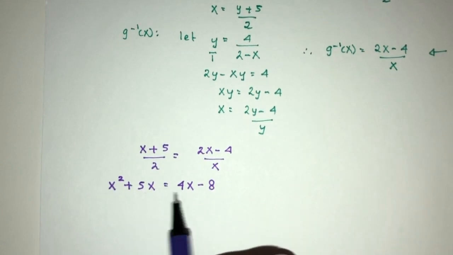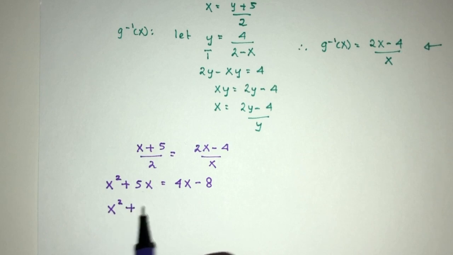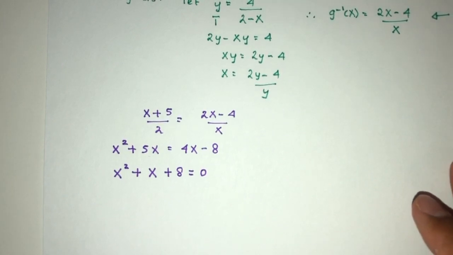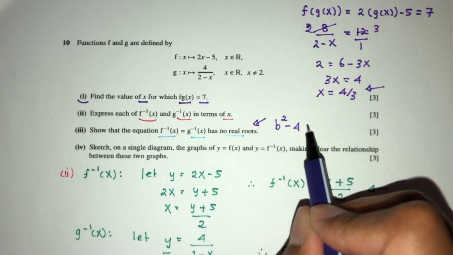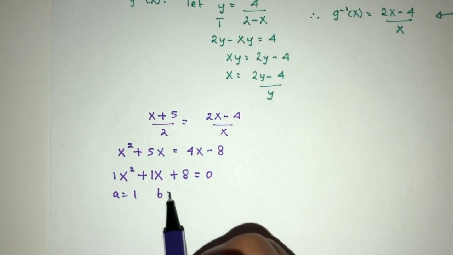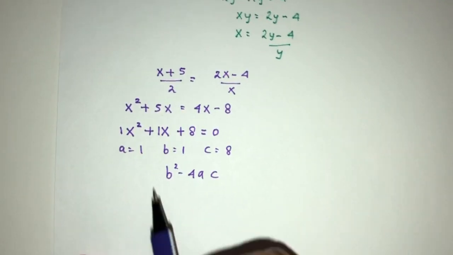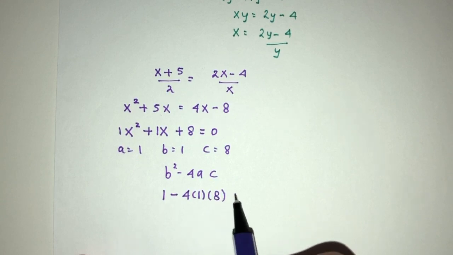Right. Then we have to send everything to one side, you will have x squared. Then we have plus 5 minus 4, that should be plus 1, x, and plus 8 has to be 0. Now we have to show they have no real roots. So to show real roots, we have to look at the discriminant, b squared minus 4ac. Right, so let's see. So a is 1, b is 1, and c is 8. So b squared minus 4ac. So b squared is 1 minus 4 times 1 times 8. That will be 1 minus 32, and that should be minus 31.